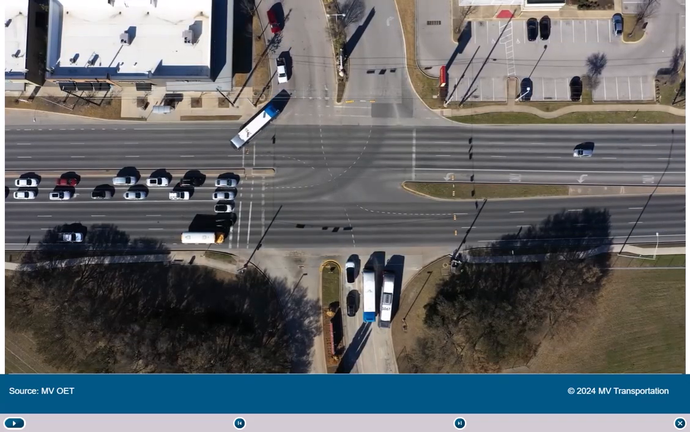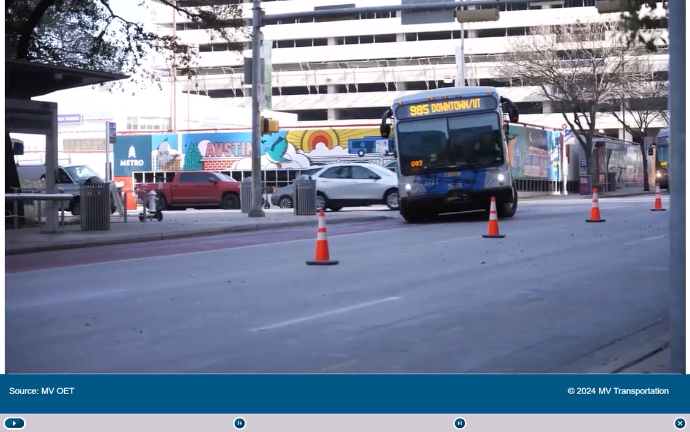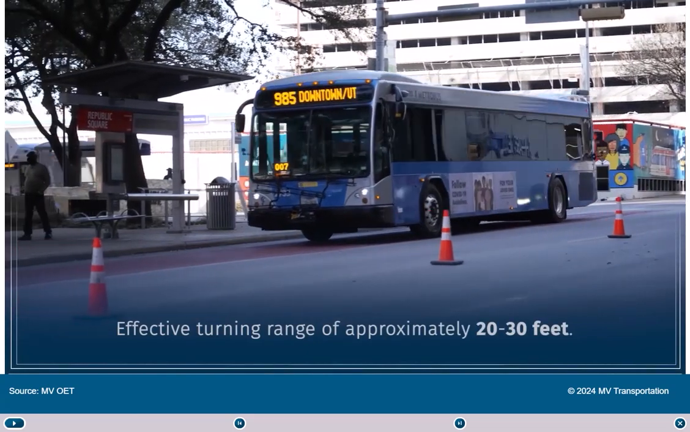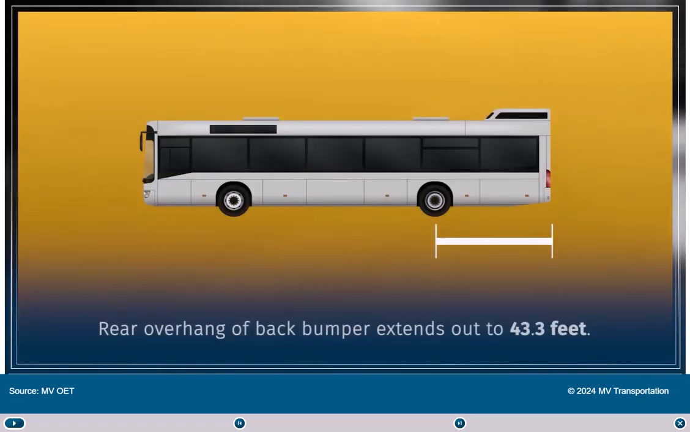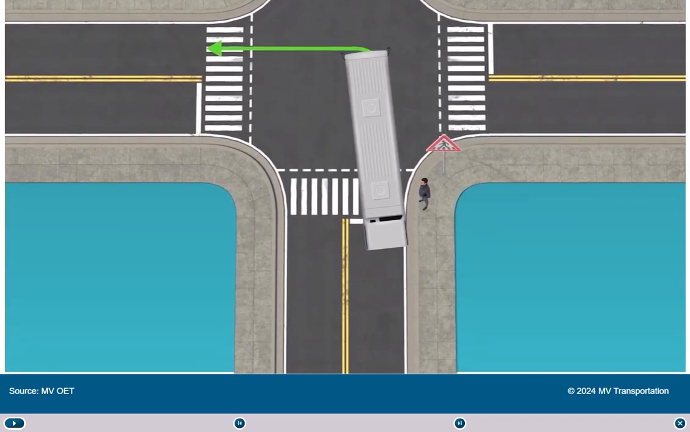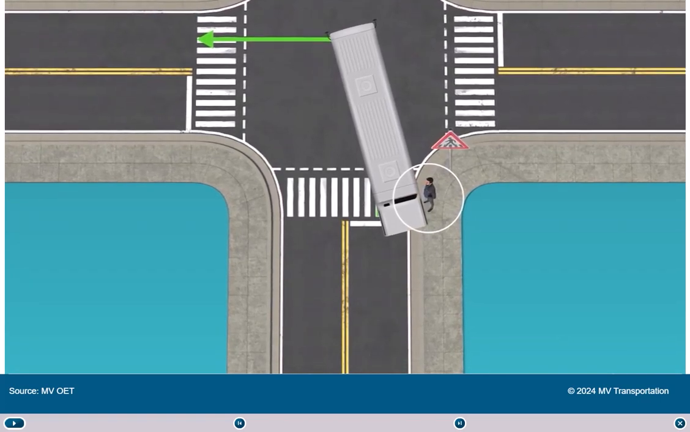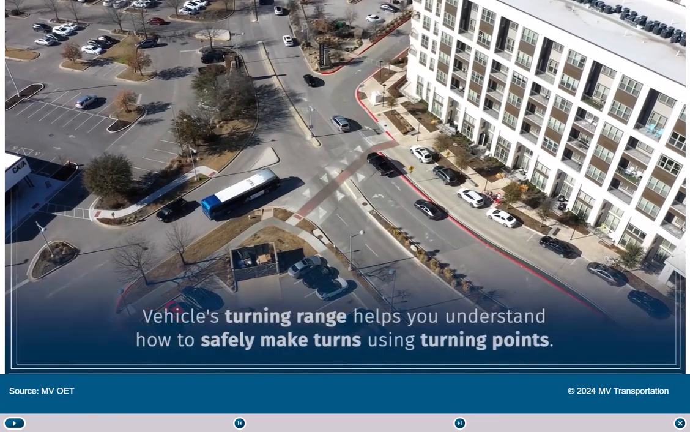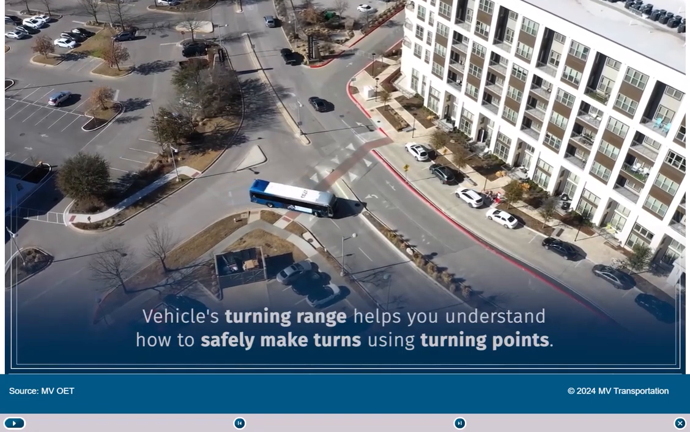Depending on factors like lane width and how an intersection is designed, transit vehicles typically require an effective turning range of approximately 20 to 30 feet. When a 40-foot bus is turning at its tightest turning angle, the rear overhang of the back bumper extends out to 43.3 feet. Special care must be taken so that overhanging portions of the vehicle that pass over the corner of the curb do not hit pedestrians or fixed objects. The bottom line, understanding your vehicle's turning range helps you understand how to safely make turns using turning points.